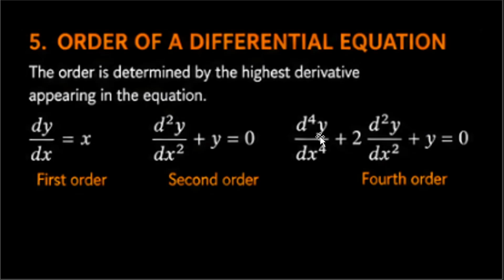Okay, order of a differential equation. So the order of the differential equation is determined by the highest derivative appearing in the equation. So for example, for this one, the highest derivative is the first order, this dy dx. So therefore, the order of this differential equation is first order. Then we have here the next. So we have here the second derivative. So therefore, this differential equation is second order. For this one, we have a second derivative and the fourth derivative. So this is the highest. So therefore, this is the fourth order differential equation.